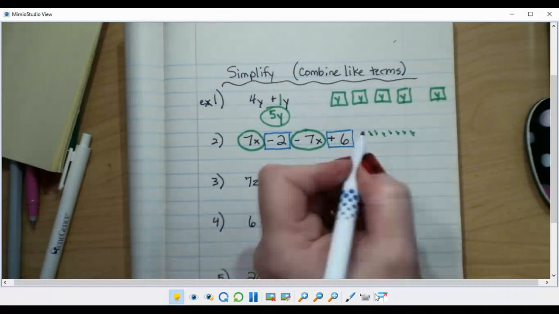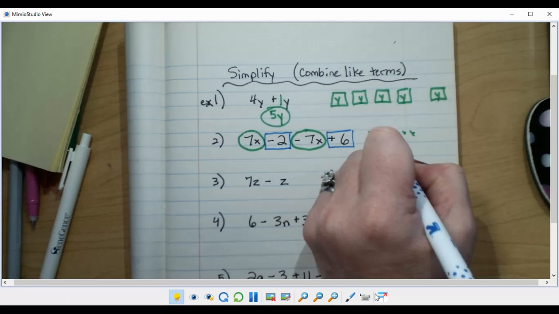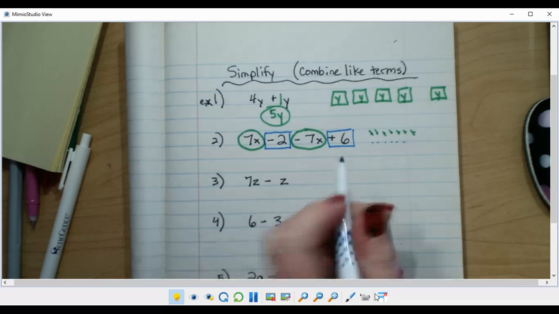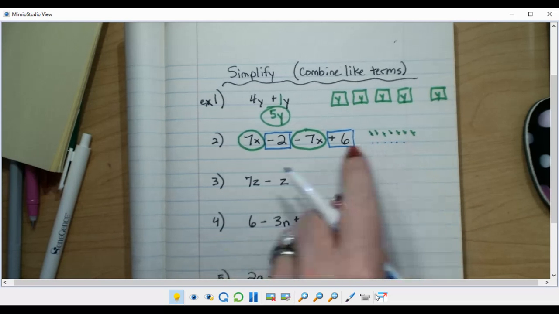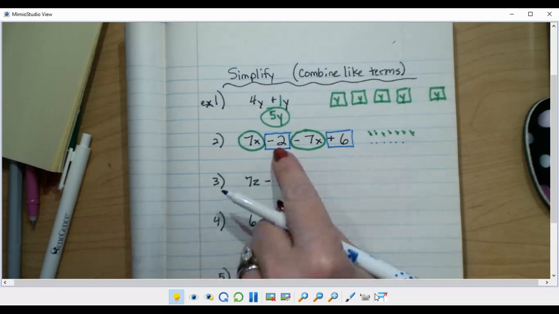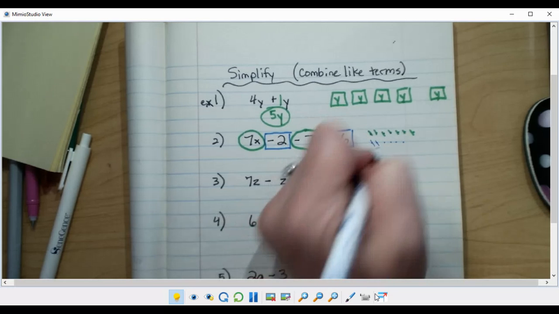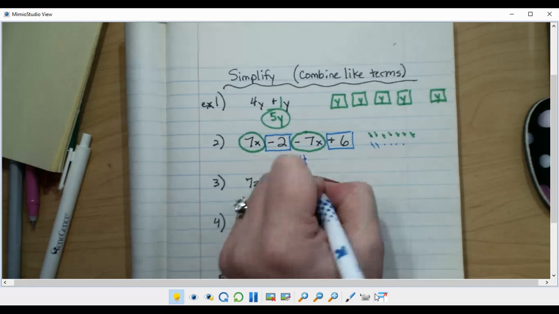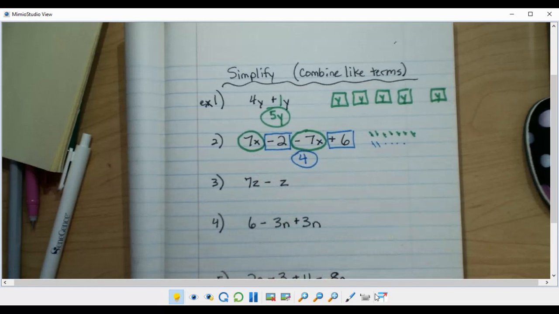All right, let's go to my constants. 1, 2, 3, 4, 5, 6. See, I switched colors because I'm a terrible drawer. You don't want to see what this would look like if I had to draw it. So there are 6 of those. But now it says take away 2 of them. What's left? 4. That's the answer to the problem.